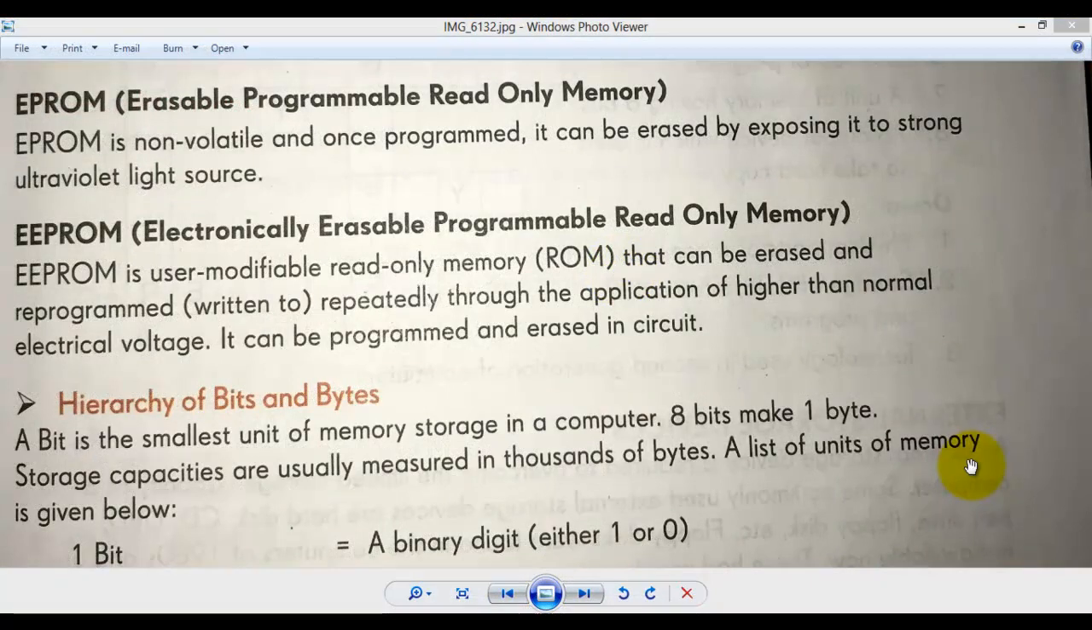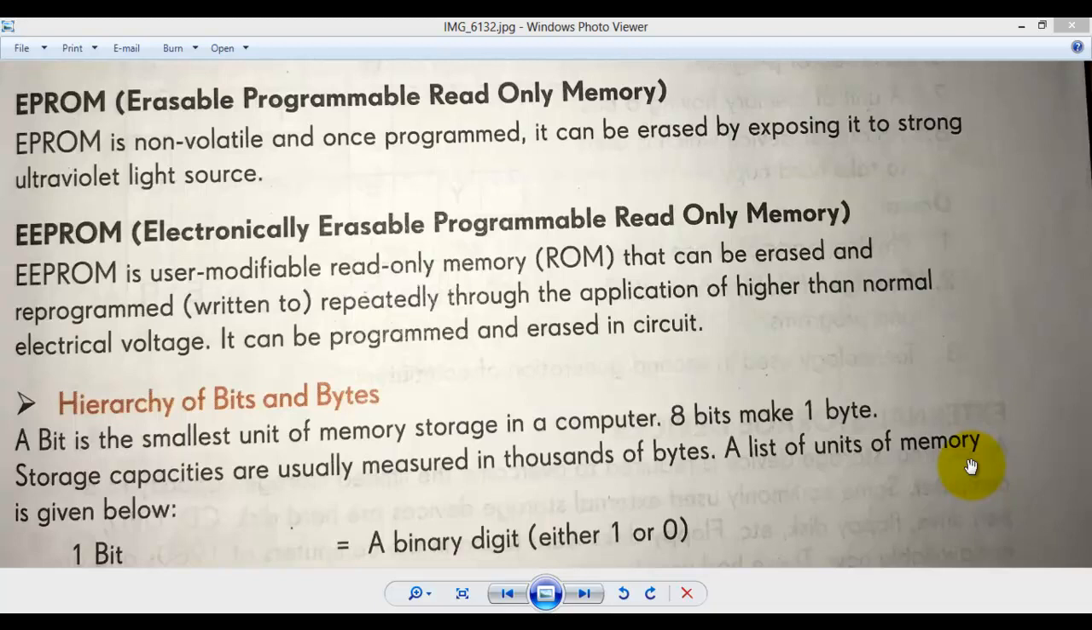Next is erasable programmable read-only memory. EPROM is non-volatile, and once programmed it can be erased by exposing it to a strong ultraviolet light source. Now look at this memory type. Here we can store programs, but it's also non-volatile in nature. Non-volatile means, as before, that if we turn off the computer and turn it back on again, it will not erase.